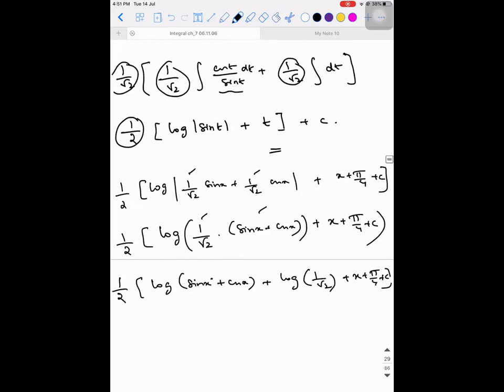Now what I'll do is, log 1 by root 2 is a constant. It is some number. Pi by 4 is a constant and c is a constant. I'll combine everything. Then I'll write the answer as 1 by 2 into log of sin x plus cos x plus x plus c. Observe, this would have been the answer given in the question.